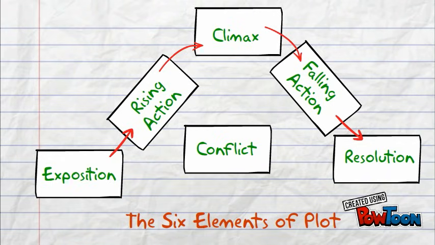So once again, plot is the organized sequence of events that makes up a story. There are 6 parts of a plot: the exposition, the conflict, the rising action, the climax, the falling action, and the resolution.